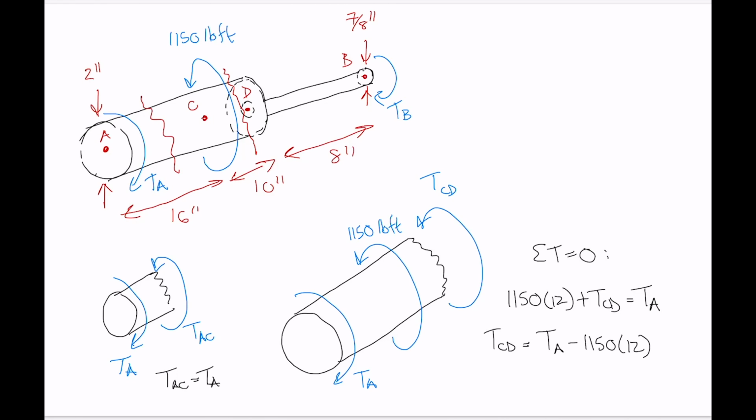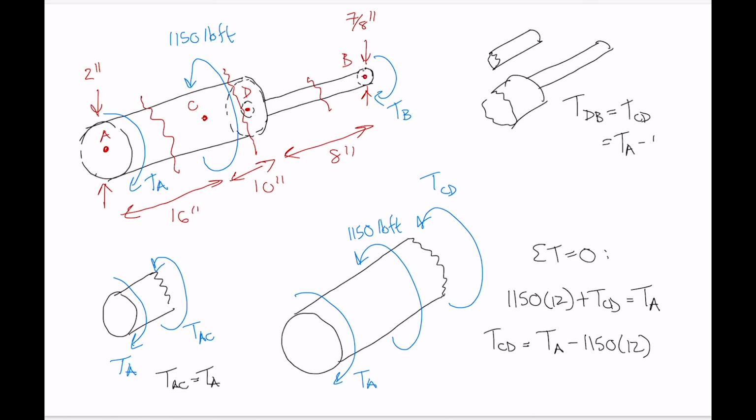Now we could take one last section cut between D and B, but we don't really need to do that because we know that the internal torque between D and B is the same as the internal torque between C and D, because there's no external torque being applied anywhere between points C and B. So for example, our free body diagram, if we were to section cut between B and D, would look exactly the same as if we extended that section cut and did it between points C and D. We know that TDB is equal to TCD is equal to TA minus 1150 multiplied by 12.